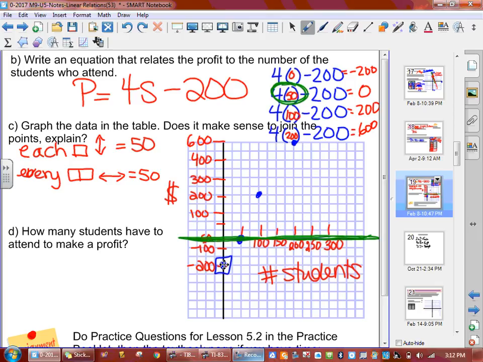You are now going to finish in your practice booklet all of lesson 2. This now concludes lesson 5.2.